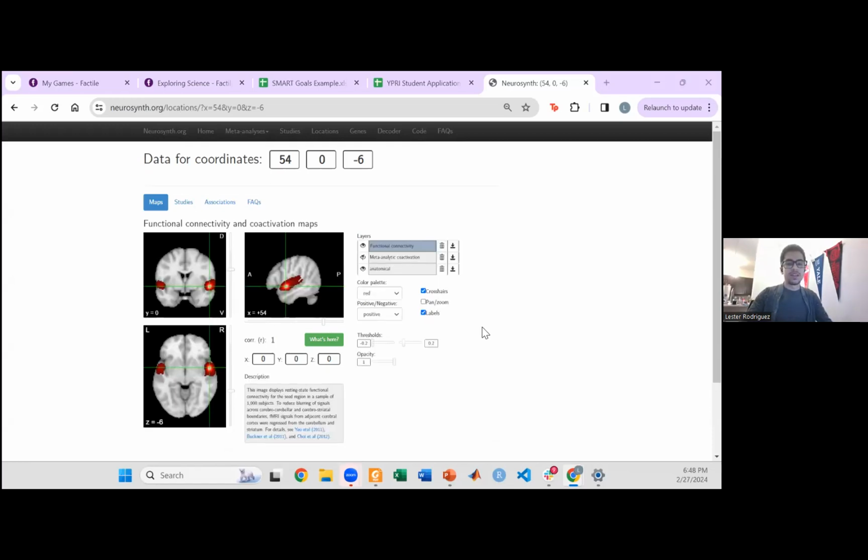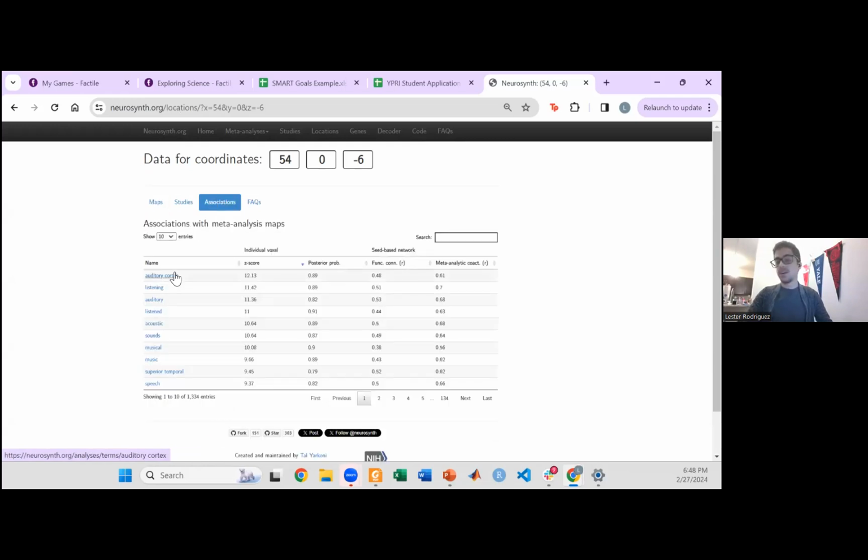Okay, and once I did that, let's see association. Auditory cortex. Makes sense. The part of the brain that deals with processing auditory information is associated to music, right? But yeah, that's how the website works. It's a pretty cool website.